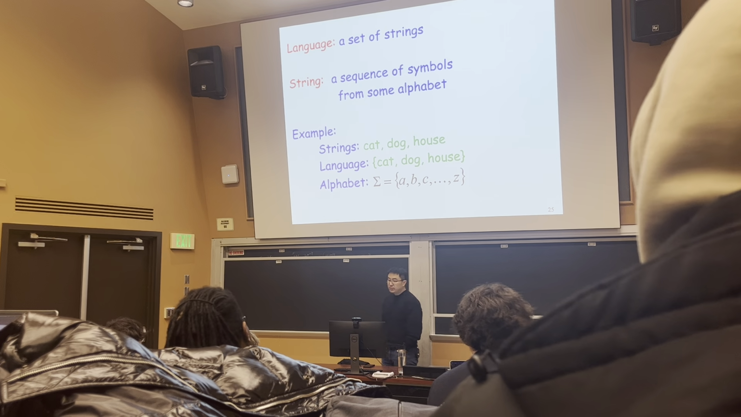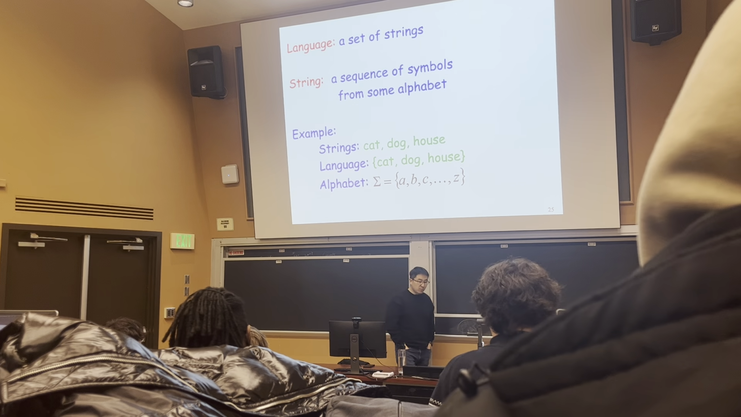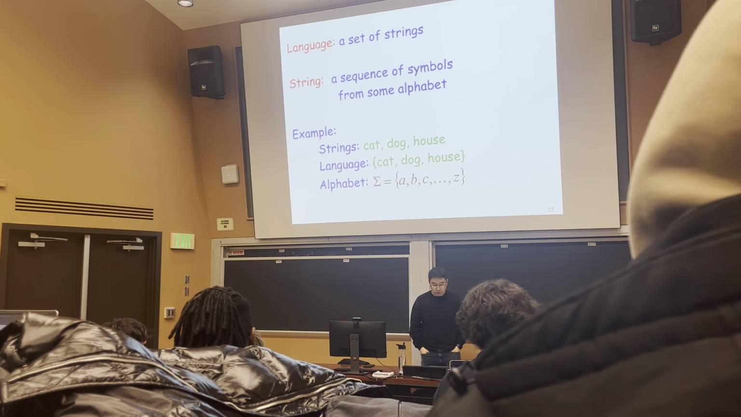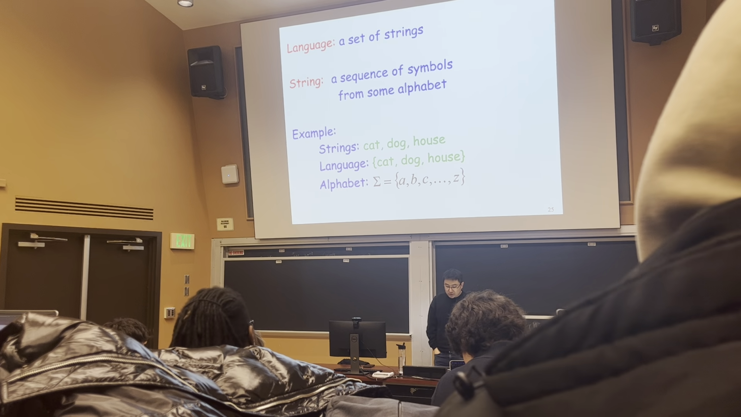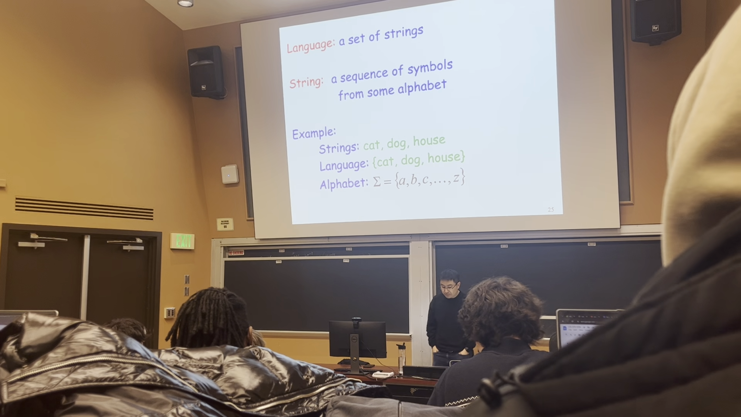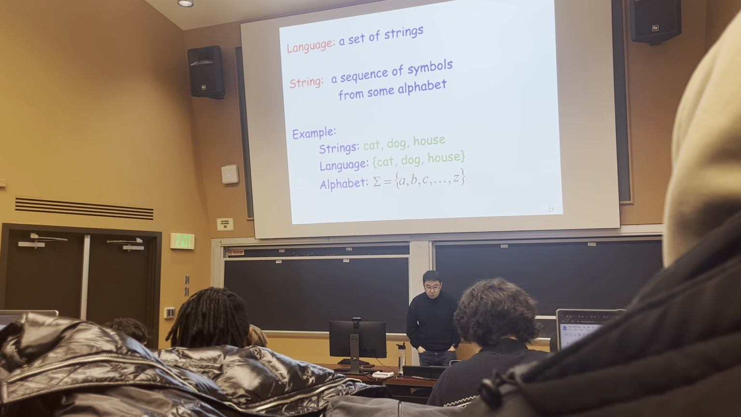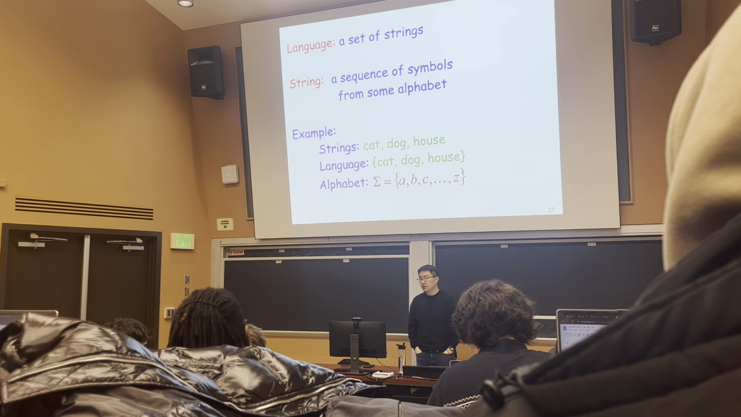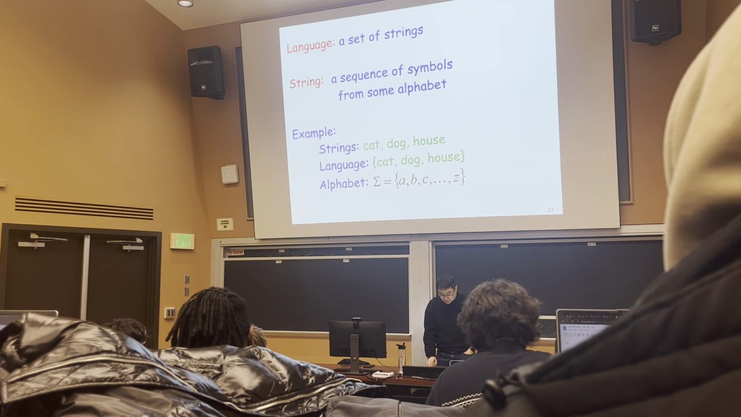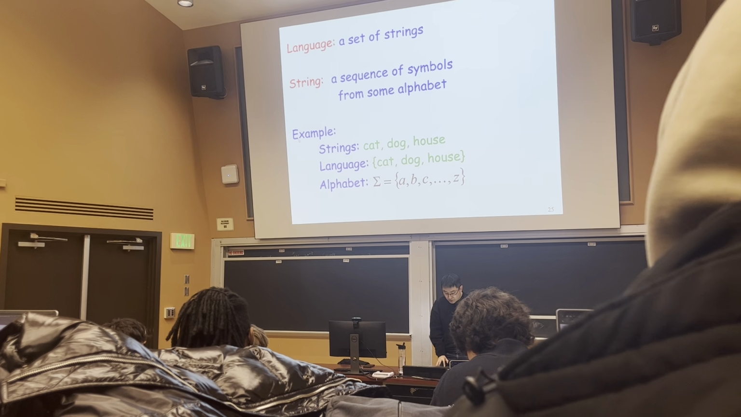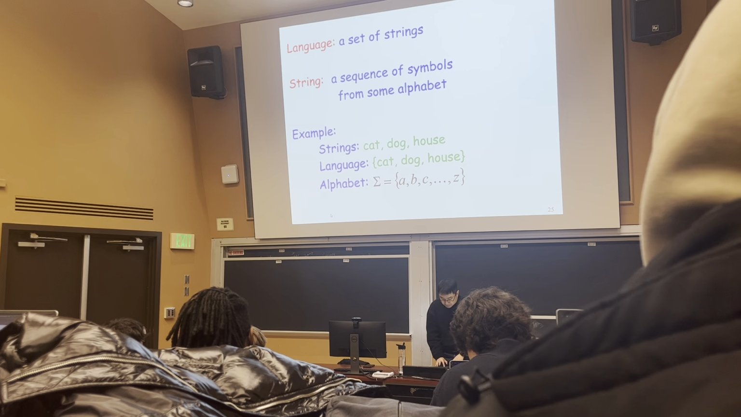So a language is a set of strings. When we say a set, there is no order. A language is a set of strings, and a string is a sequence of symbols from some alphabet. When we say a sequence, there is an order there. Right? There's a sequence of symbols. So then we can say the language is a set.